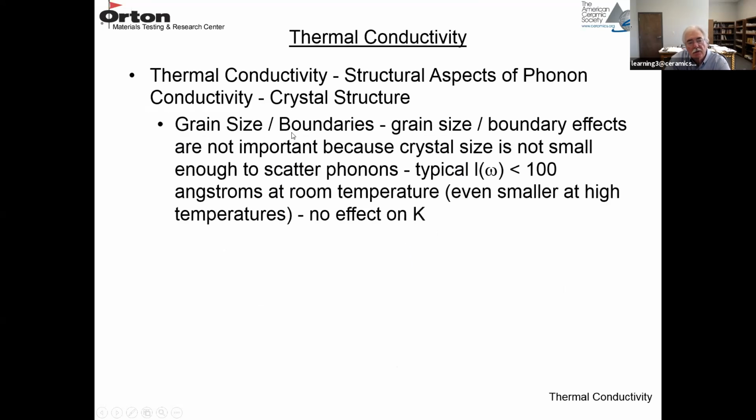The grain boundaries and the grain size have no effect on the mean free path, because the crystals are large compared to the mean free path of a typical phonon, which is about 100 angstroms. And at high temperatures, it's on the order of the lattice spacing, a few angstroms. So the grain size is much bigger than the mean free path. So the grain size has no effect. It does not scatter phonons.